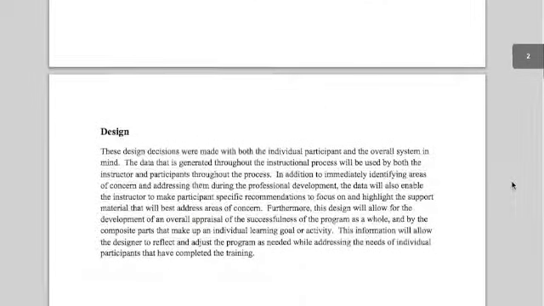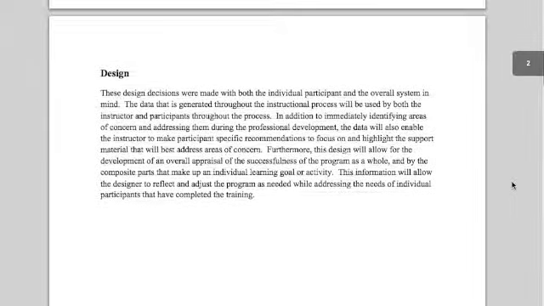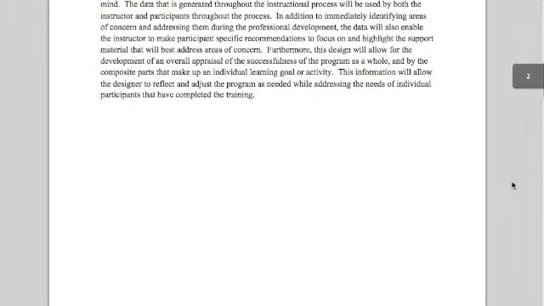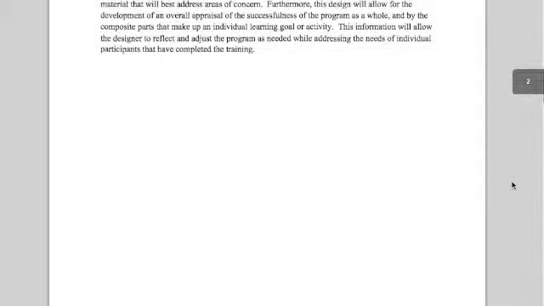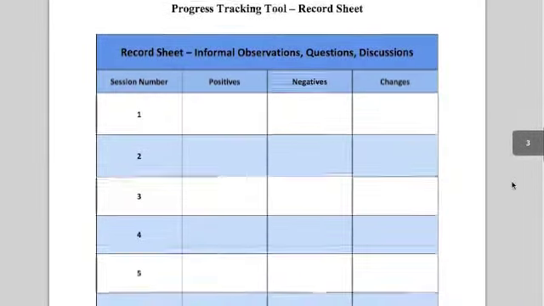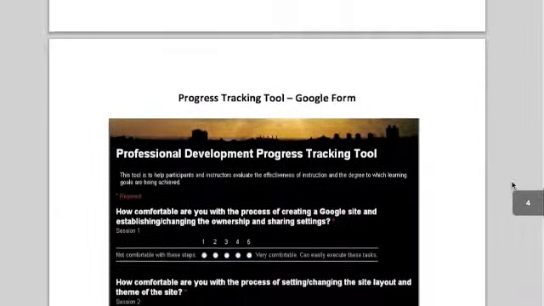In addition to circulating the room and getting some discussion and feedback verbally during the instructional process, I also wanted to come up with a way to have some kind of raw data that I could look at later, just some direct private feedback from individuals in the audience. To do that, I designed a Google form that I could then share with the audience.